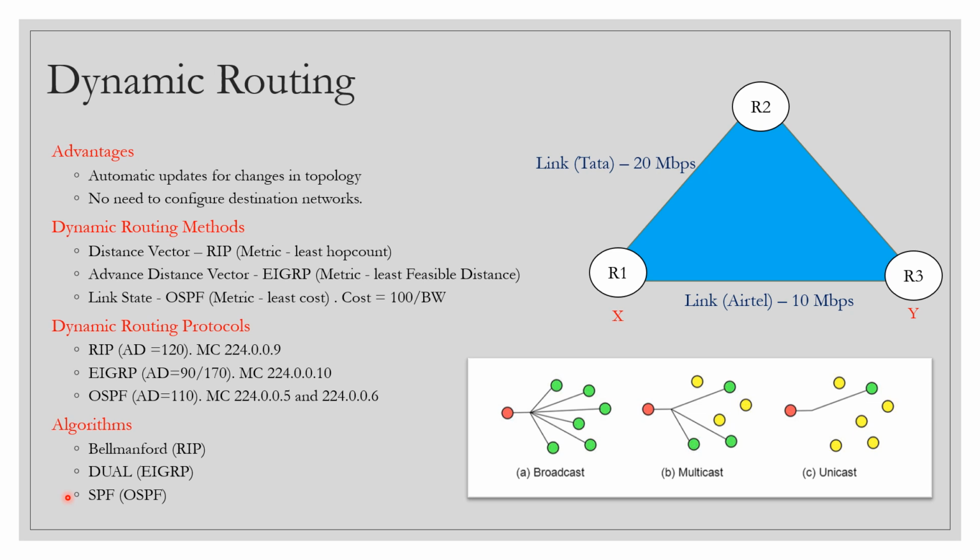Like I said, we are going to focus only on OSPF after some time, so I'm not really going to double click on the items of EIGRP and RIP, but ensure that these are the algorithms. OSPF works on SPF, has an AD of 110, the multicast addresses 224.0.0.5 and 6, and it's a link state protocol, and cost is the metric, and the formula for cost is 100 divided by bandwidth.